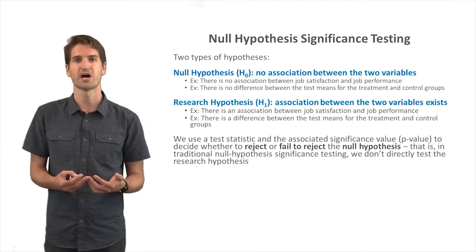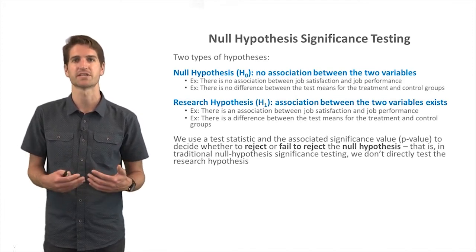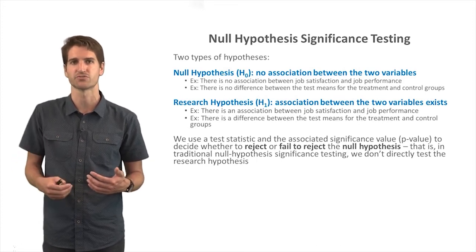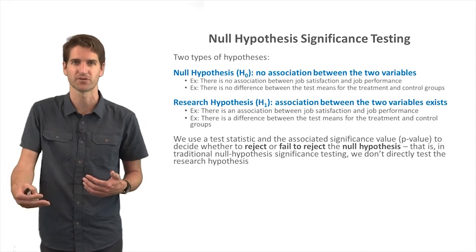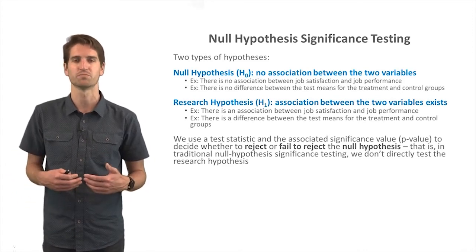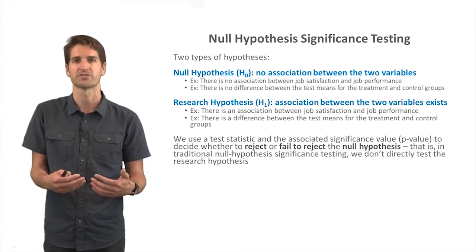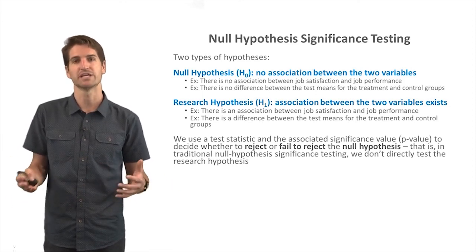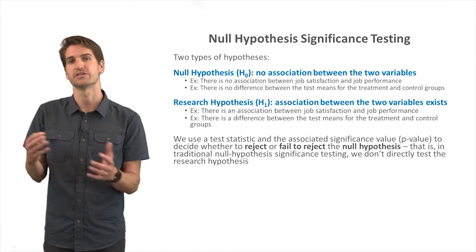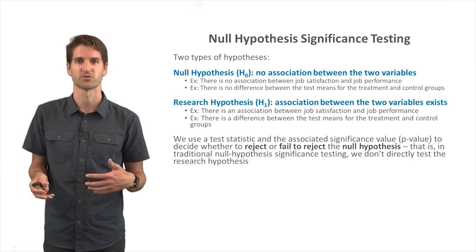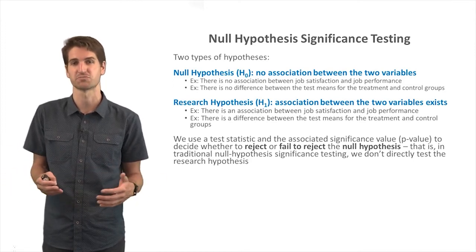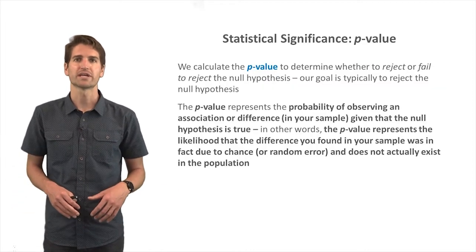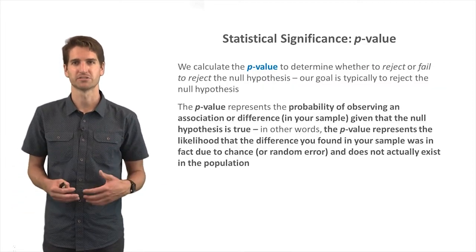So if we reject the null hypothesis, it's essentially the same as saying there is a statistically significant association or a statistically significant difference, whereas failing to reject would be essentially staying with that null hypothesis, that we don't have evidence that there is a difference or that there is an association between these two variables. It doesn't mean that it doesn't exist, it just means that we didn't find it in this particular sample.